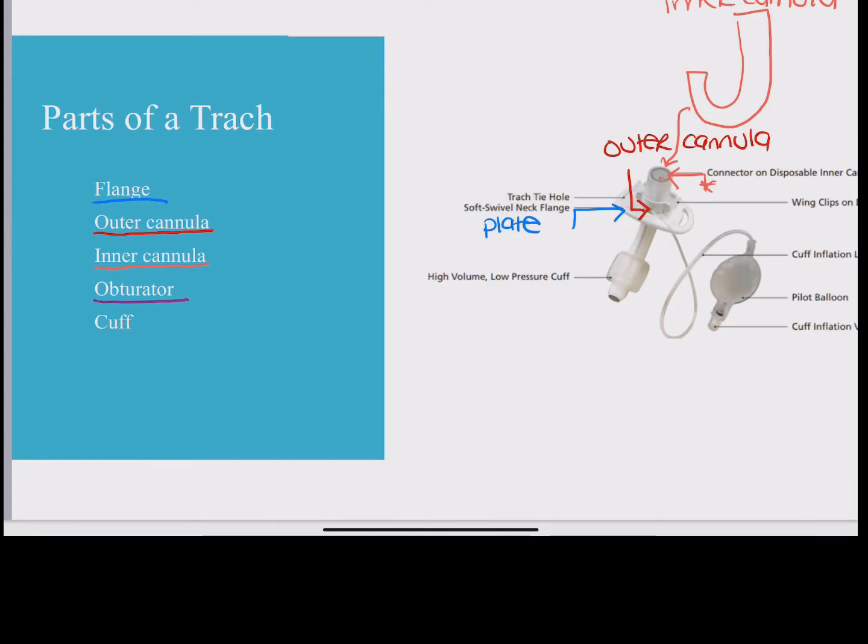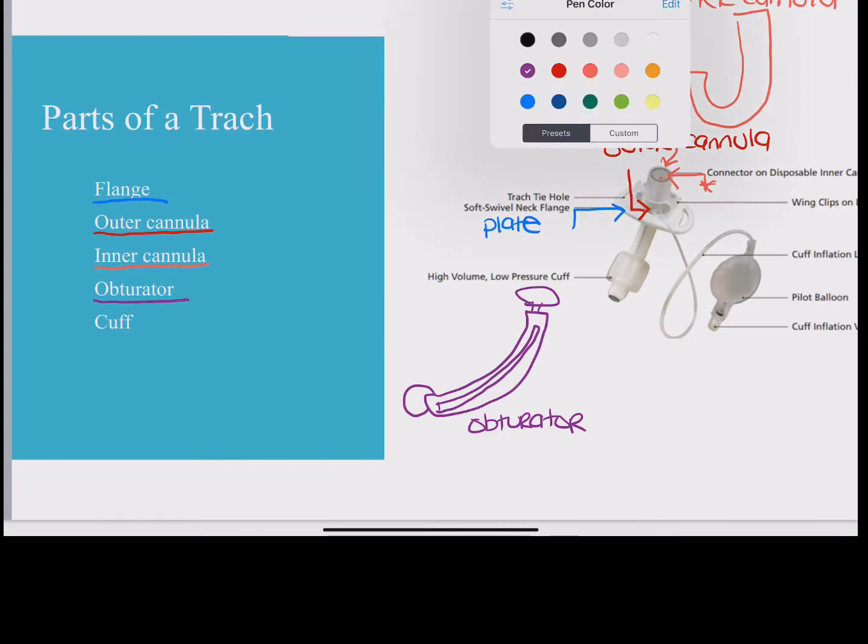But anywho, this is the obturator. A little doodad right here. It's used for any complications that are related to your trach. Always, always keep this at bedside for patients who have a trach. And your cuff.